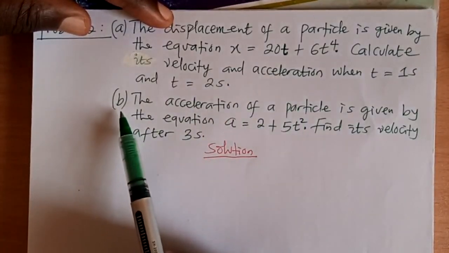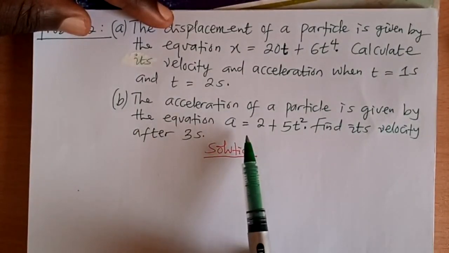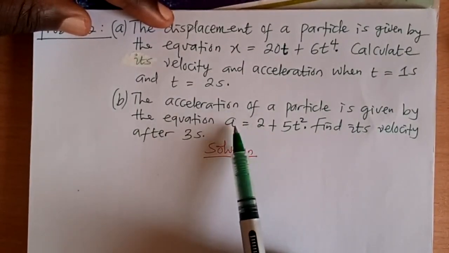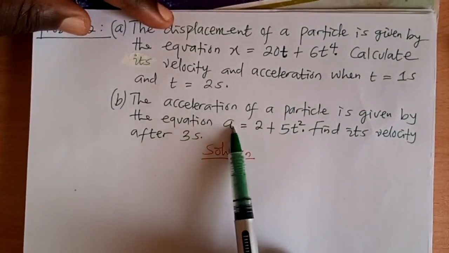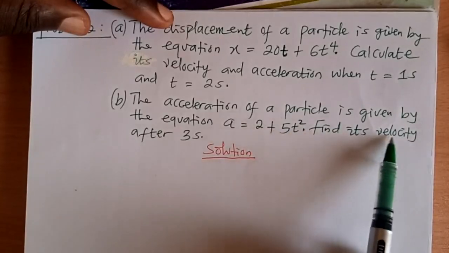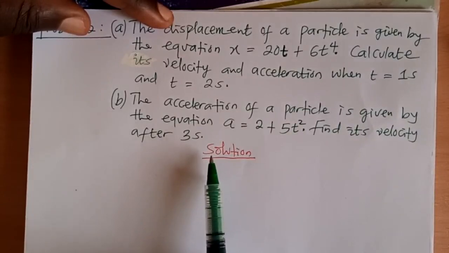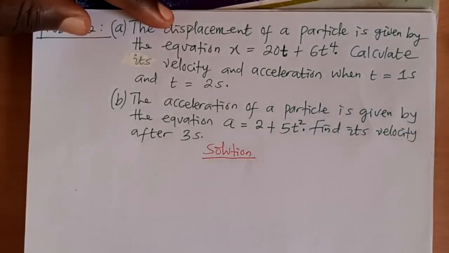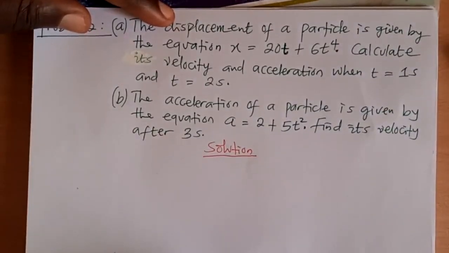Part B of the problem says the acceleration of a particle is given by the equation. This is the equation. The acceleration is also time dependent. a equals 2 plus 5t squared. Find its velocity after 3 seconds. What will be the velocity after 3 seconds? Okay, without any delay, let us start solving the problem.